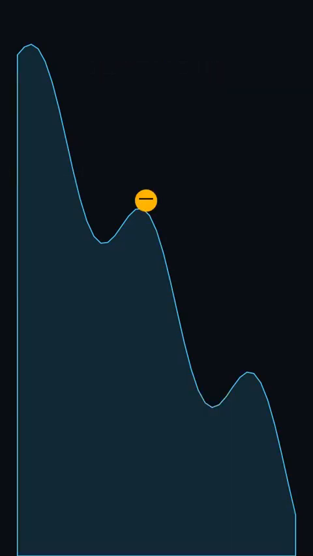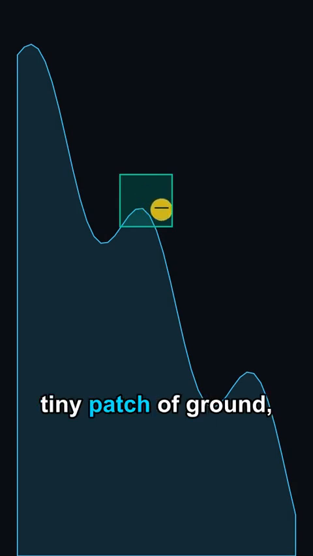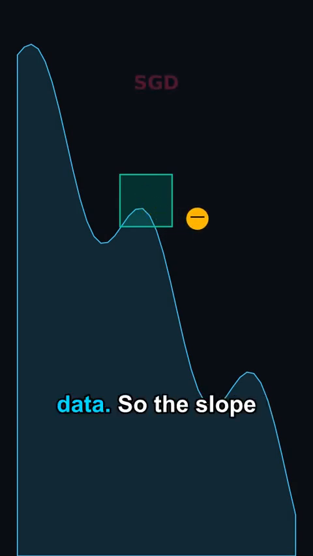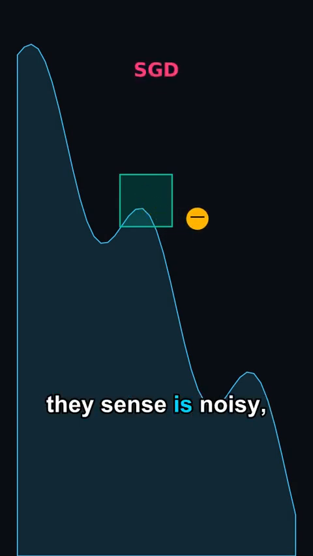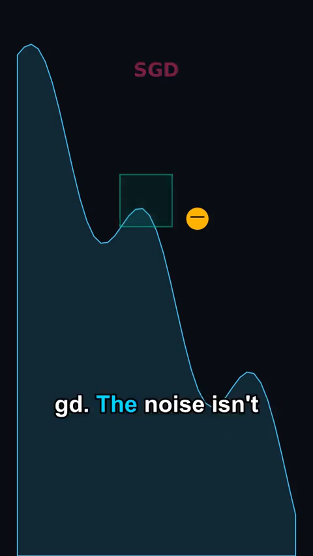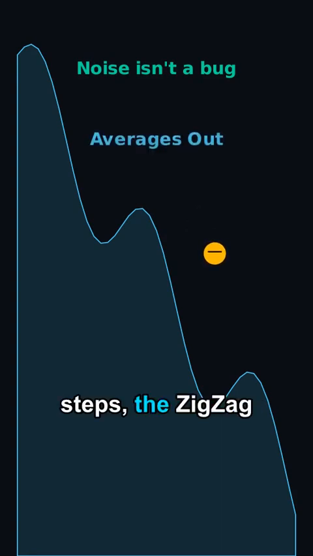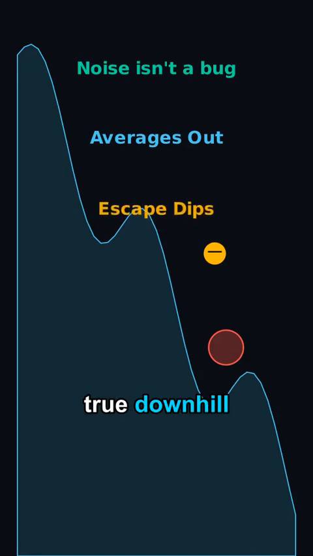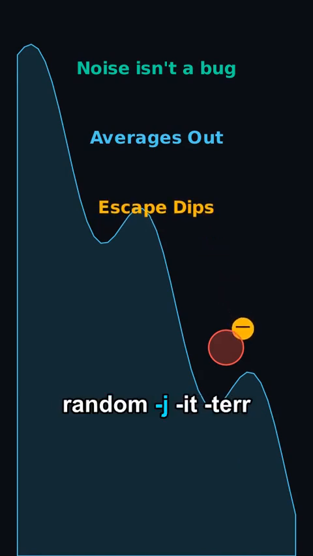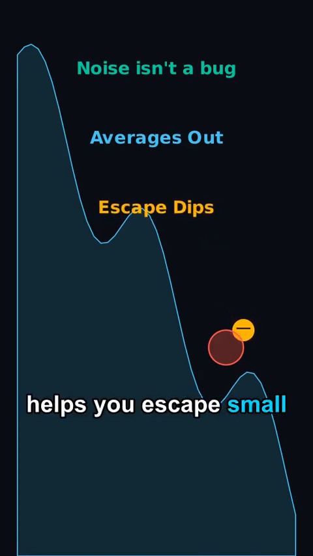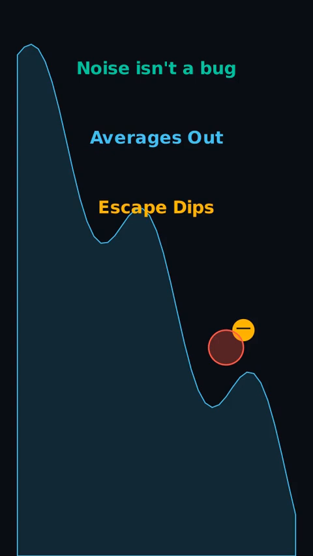In real training, the hiker can't feel the whole mountain. They only get to sample a tiny patch of ground, a mini batch of data. So the slope they sense is noisy, a rough estimate. Now you have stochastic gradient descent, SGD. The noise isn't a bug, it's a feature. Over many steps, the zigzag averages out to the true downhill direction. And the random jitter helps you escape small dips that aren't the real valley floor.